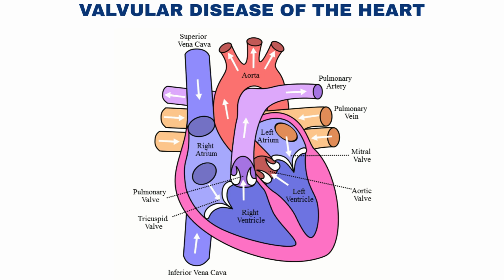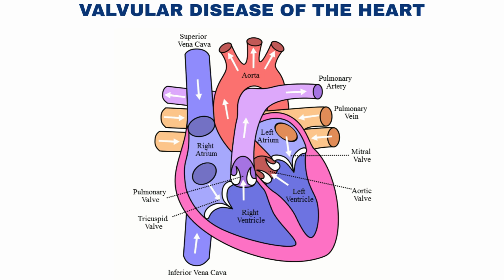Two AV valves, or atrioventricular valves, called the mitral and tricuspid valves, and two semilunar valves, called the aortic and pulmonic valves, control blood flow through the heart. Oxygen-poor blood coming into the heart from the body flows into the right atrium. The tricuspid valve is the valve between the right atrium and the right ventricle. It opens so that the blood can be pumped from the right atrium to the right ventricle.